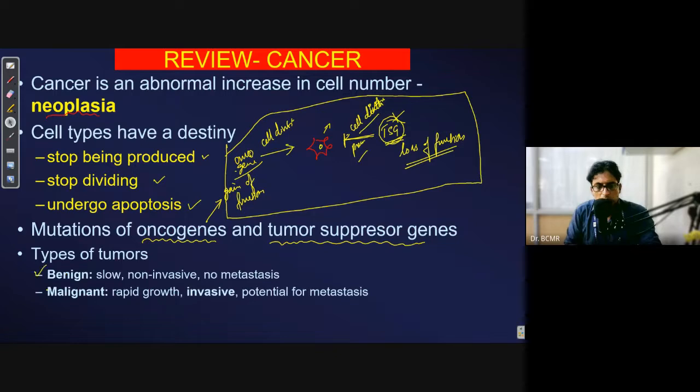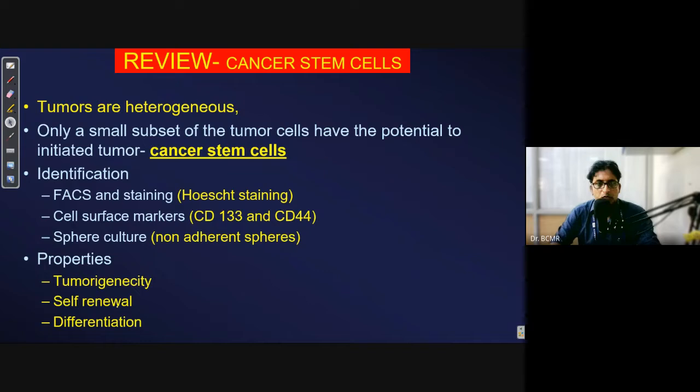Then we also discussed the nature of the tumors: benign, which are slow, non-invasive, and not metastatic, whereas the malignant ones are much more rapidly growing, invasive, and cause serious damage because of metastasis. Tumors are heterogeneous, meaning there are more than one cell type within one tumor, and not all of them can cause cancers. It's a small subset which are referred to as the cancer stem cells.